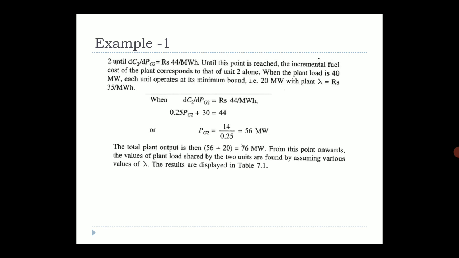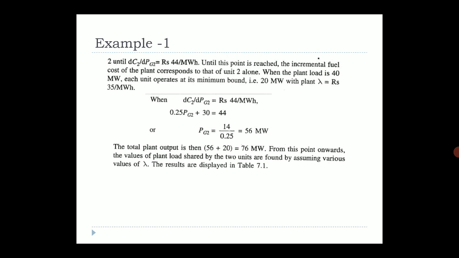Okay, so when the load is 40 megawatt, each unit operates at its minimum bound, that is 20 megawatt, and the plant lambda is 35 per megawatt hour. Now what happens when the incremental cost rises to 44? We calculate PG2, and we can see PG2 is providing 56 megawatt. So the total output is then 56 plus 20, which is 76 megawatt.